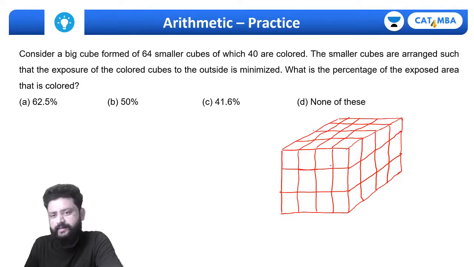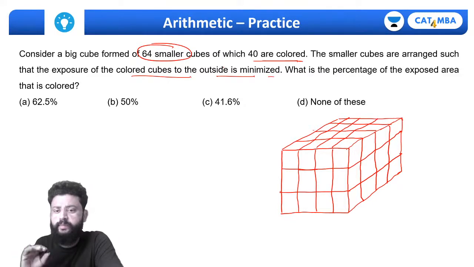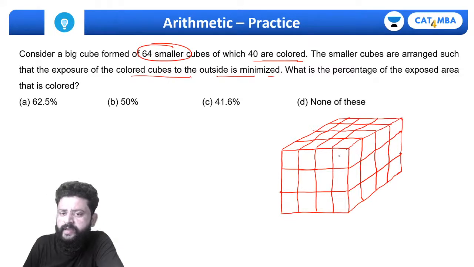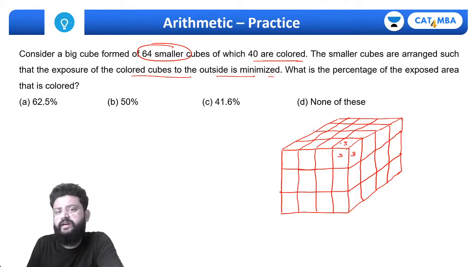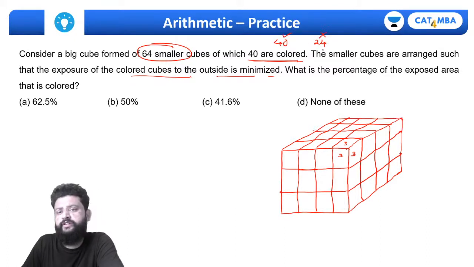After that, listen, this cube that will be formed is made of 64 smaller cubes, out of which 40 were colored, and we have to place them so that the exposure of the colored cubes outside is minimized. Colored cubes should be visible from outside as little as possible. For example, if I place a colored cube here, it has 3 faces painted, so this must be a non-colored cube. So how many cubes are non-colored? Total 64, out of which 40 are colored and 24 do not have any color on any face.